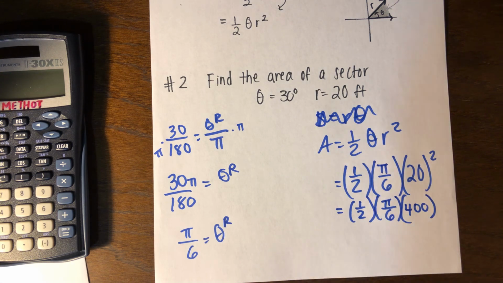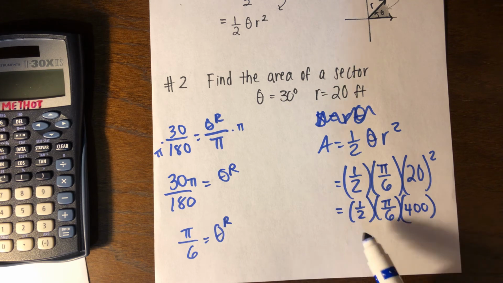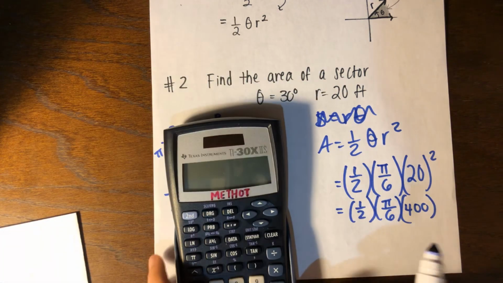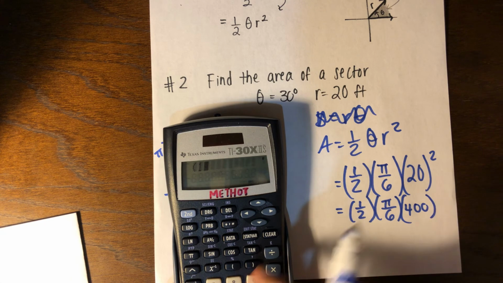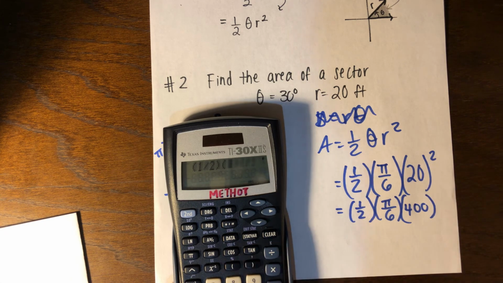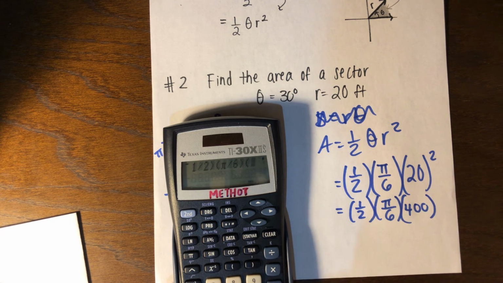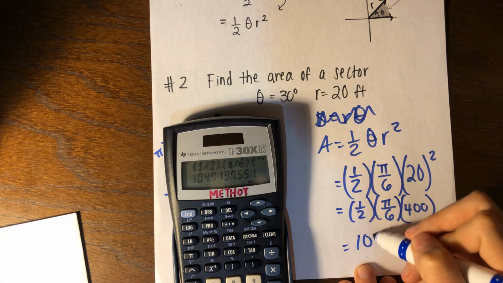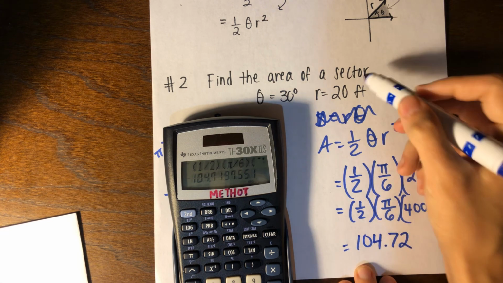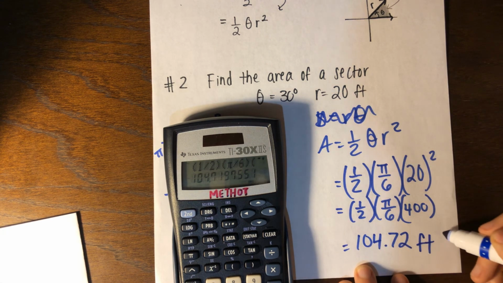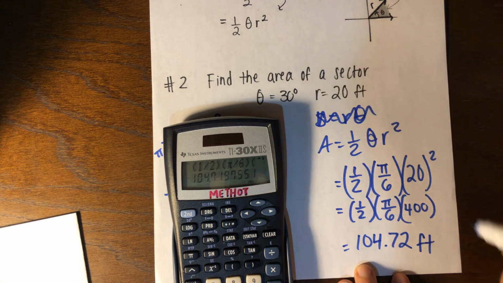Since we're dealing with area, we're not going to want to leave it in terms of pi, so we're going to multiply everything. So we do 1/2 in our calculator, and you can just plug this right in. So we have 1/2, use another parentheses, pi divided by 6 in another parentheses, parentheses 400, close the parentheses. They're multiplied all together, so I have 104.7, and then we'd round it to 104.72, and then we're talking about feet, and the unit on feet would be squared because we're finding area.